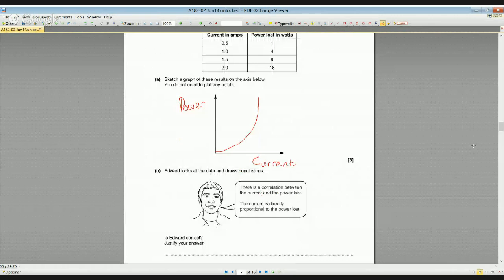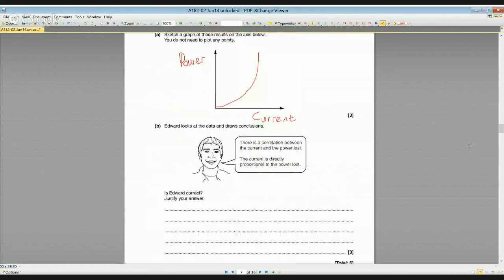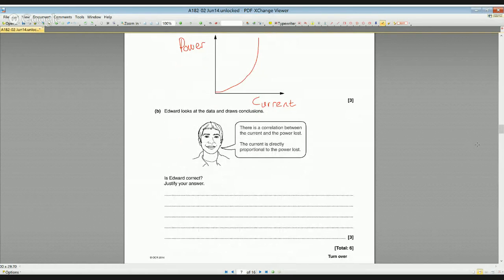So Edward looks at the data and draws some conclusions. He says there is a correlation between the current and the power lost, and he says the current is directly proportional to the power lost.